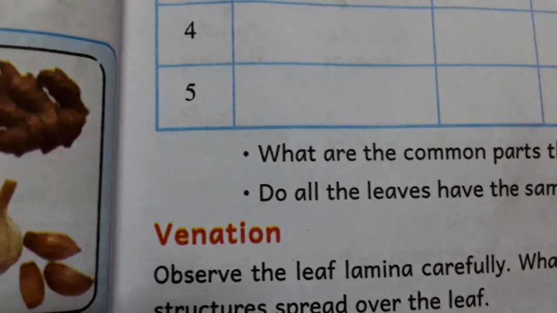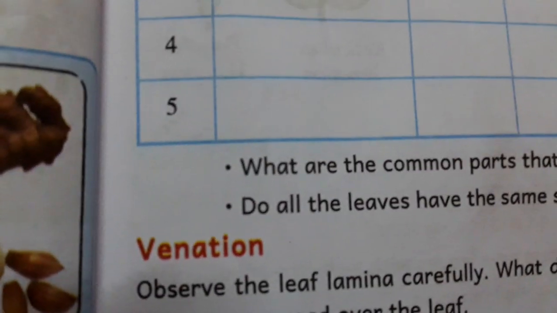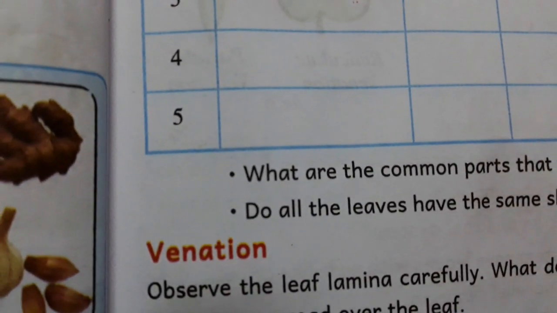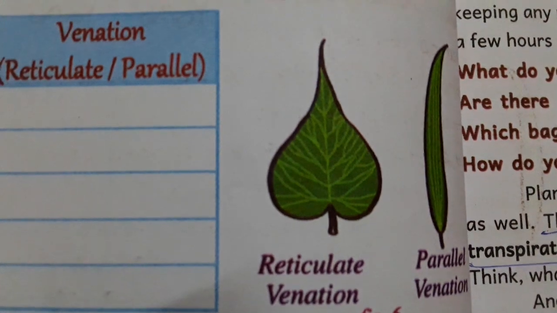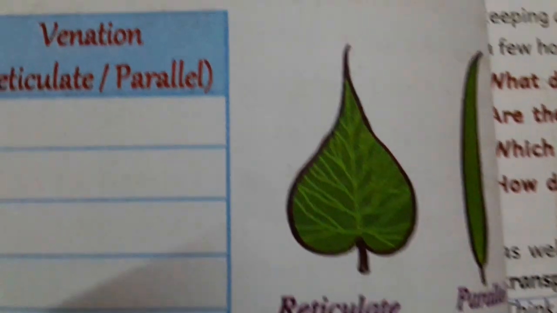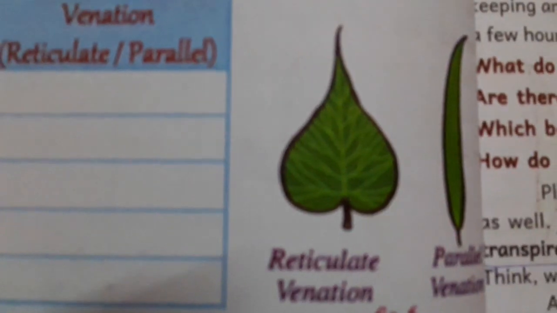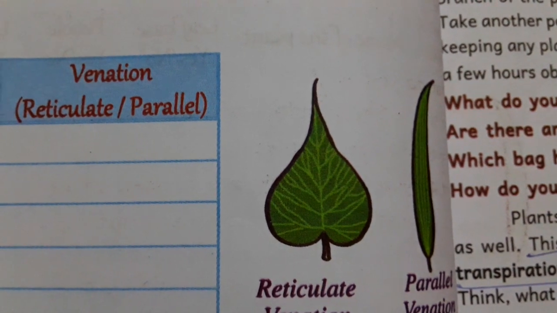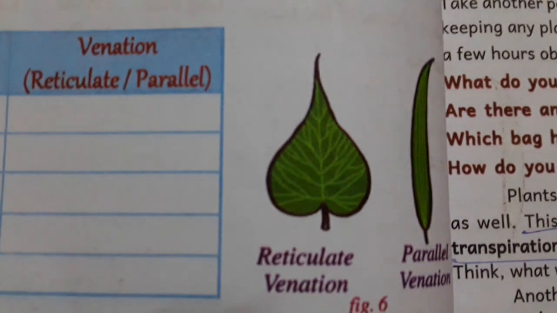And what is meant by venation? The arrangement of veins in a leaf is called venation. And how many types of venation are there? There are two types: reticulate venation and parallel venation. See, in reticulate venation the veins look like a net, and in parallel venation it is a line-like structure, so we call it parallel venation.